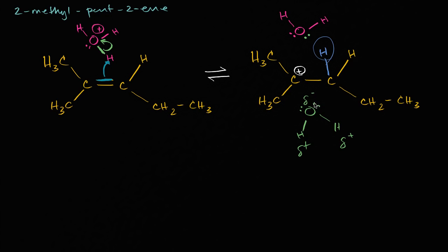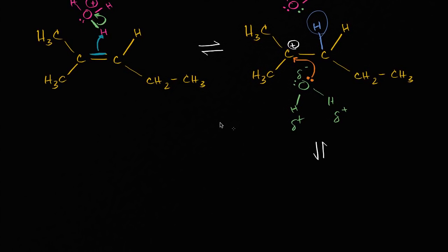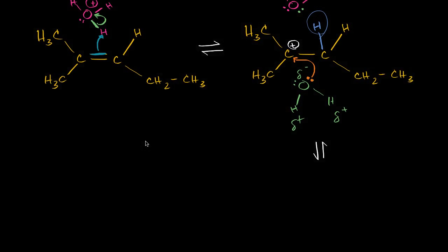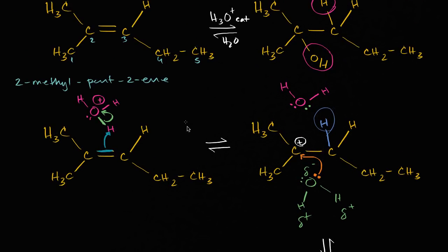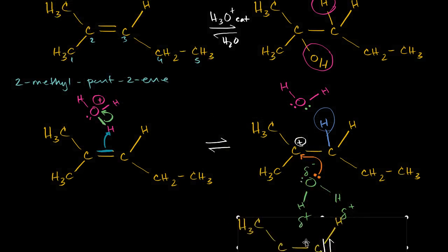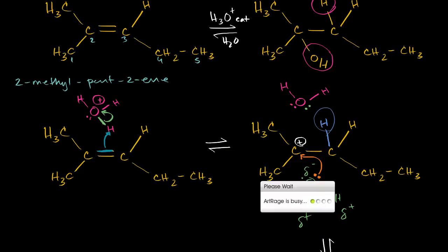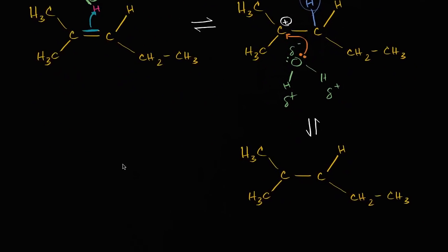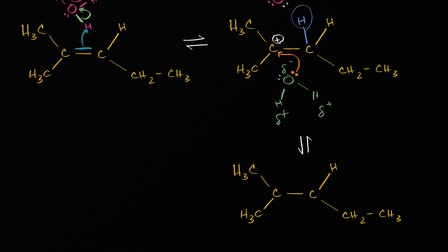So let's say these 2 electrons right over here, let's say they form a bond with that number 2 carbon, and then what is going to result? Let me scroll down a little bit, and let me copy and paste our original molecule again. So there we go. So what could happen? Let me construct it actually.